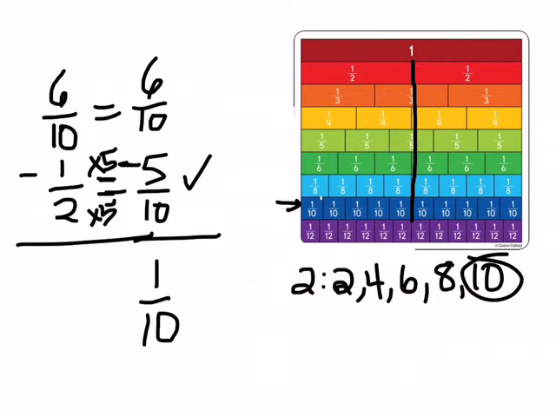I can check that because I can see here on the chart, this is 5/10, so I can see that if I had 6/10 and I took away 5 of those tenths, I would only have 1/10 left. So I can use the chart to verify my answer as well. Let's try another problem.